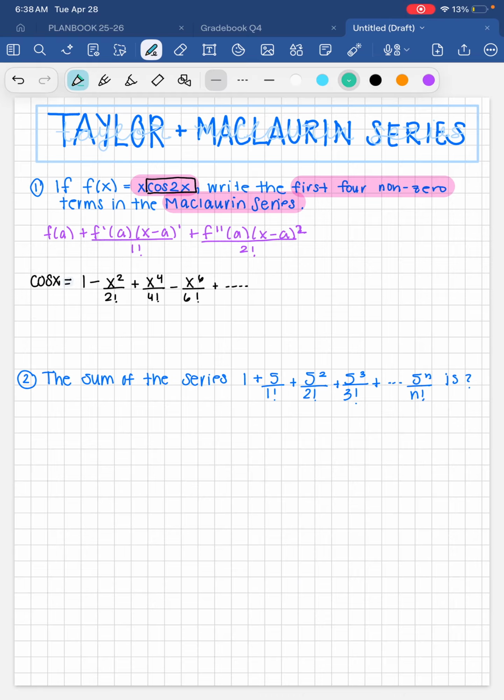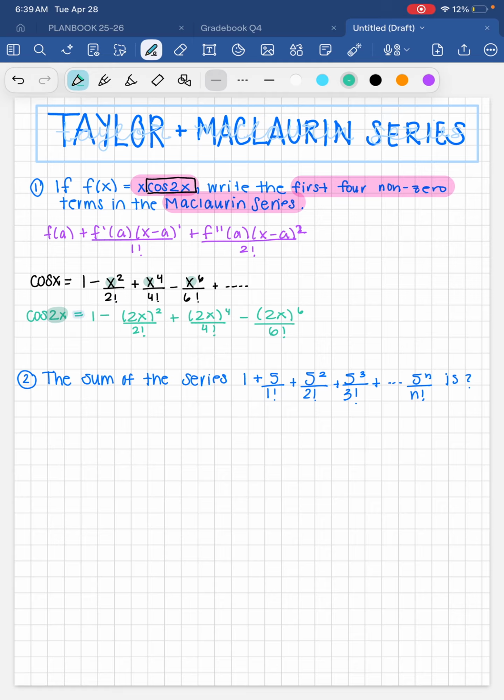Then I'm going to build the Maclaurin series for cosine 2x. Everywhere I see an x, I am going to replace it with 2x now. So we're going to have 1 minus 2x squared over 2 factorial plus 2x to the 4th over 4 factorial minus 2x to the 6th over 6 factorial.